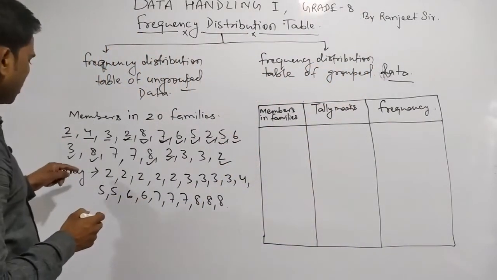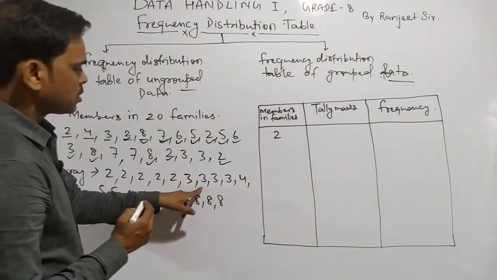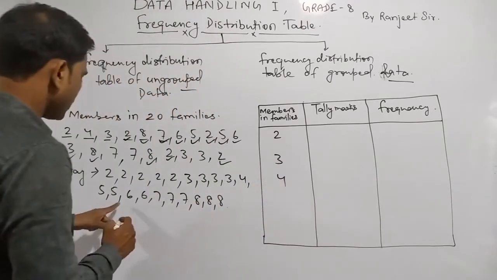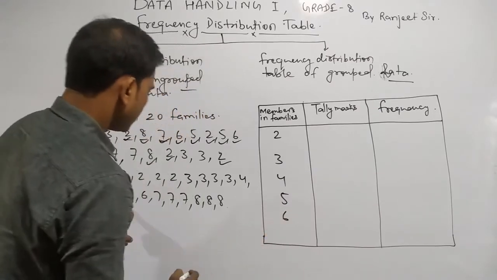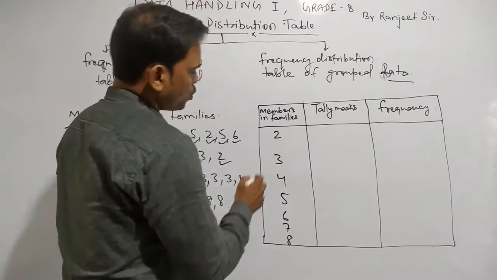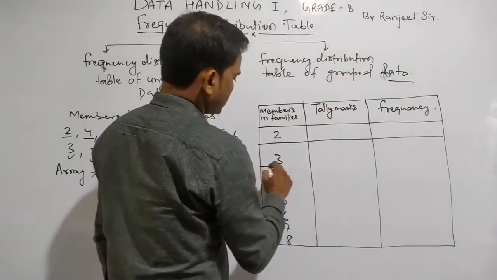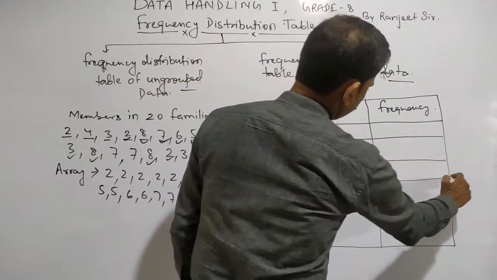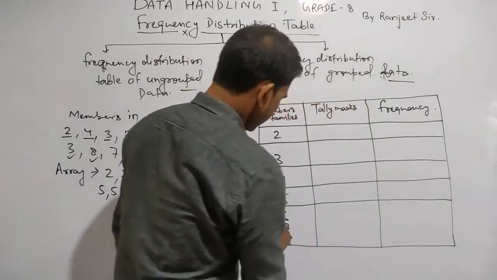Members: 2 members are there in a few families, 3 members are there, 4 members are also there in a few families, 5 are there, 6, 7 also, and 8 also. Now what we have to do, first of all, I suggest to the students that you write the frequency of these data.